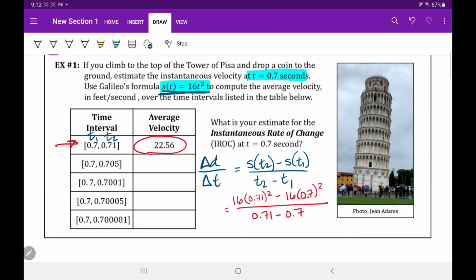Enter it in your calculator and make sure you get the same answer. Then you have confirmed that you're entering it correctly. And then you can go ahead and do these next 4. Pause the video here, work it out yourself, and then check your answers.